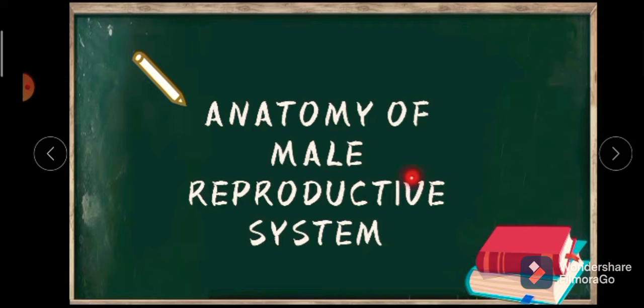In our last class we discussed how the male reproductive system looks and what the different parts present inside it are. In today's class we are going to discuss the anatomy of the male reproductive system, that means what is present inside it and how it works.